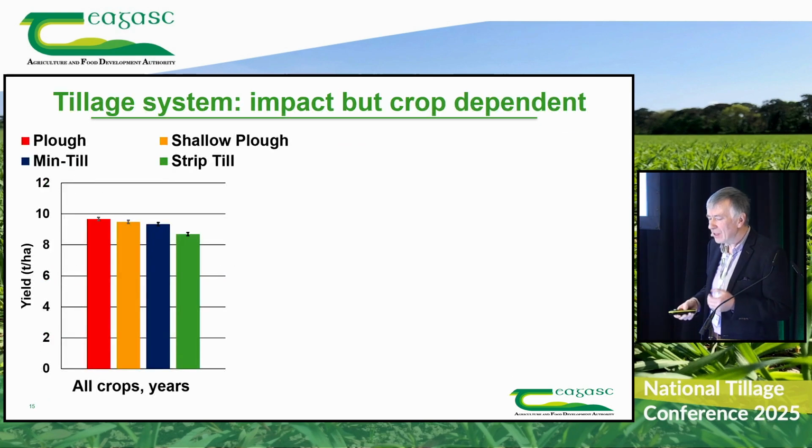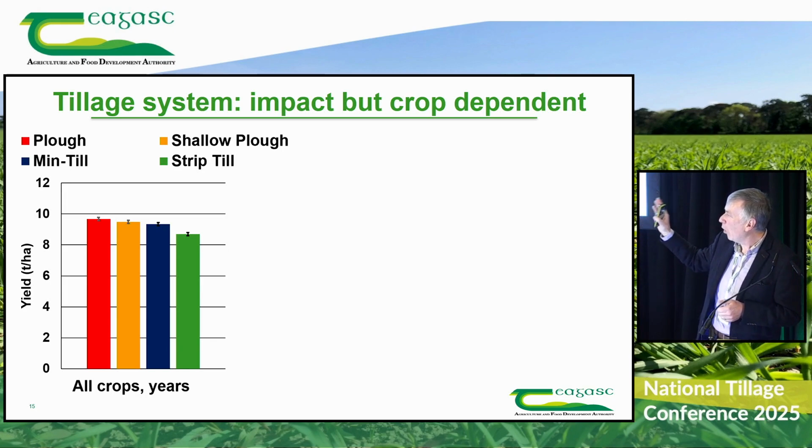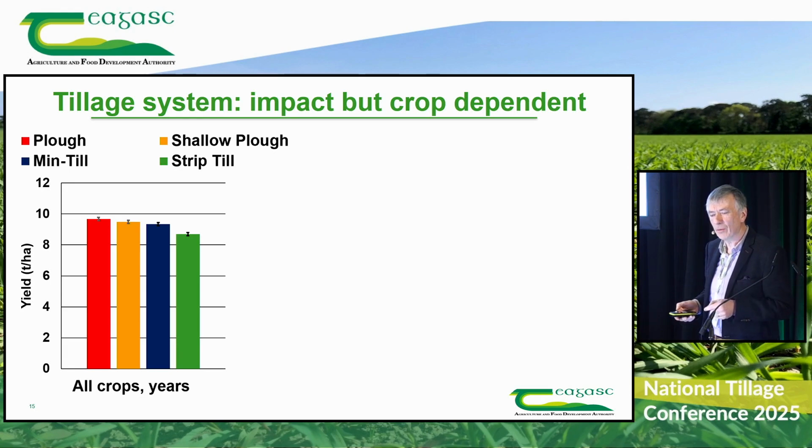And if you look at that, and you look at red being plough, orange being shallow plough, blue being min till, and green being strip till, over all crops of the rotation over all years, there is a slight disadvantage to the strip till, just about reaching significance across all crops over those years. The other systems, no difference between them. But remember, this is on our site, and it's very much associated with management and site and things like weed control.